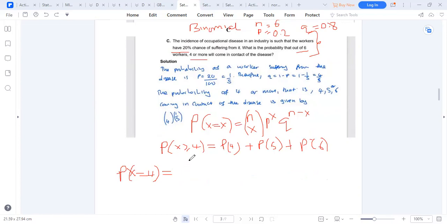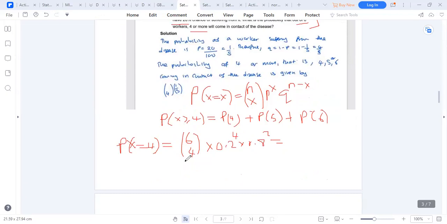6 combination 4. What is our P? 0.2. And what is our Q? 0.8. So the 4 comes there, and the difference, 6 minus 4, is 2. And you get the probability there.